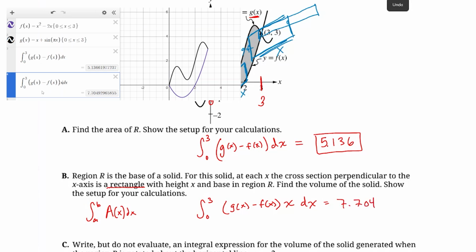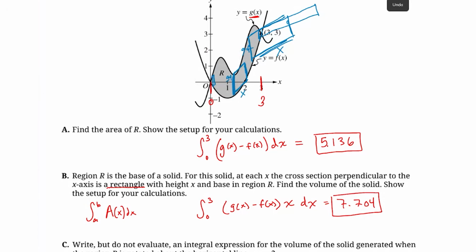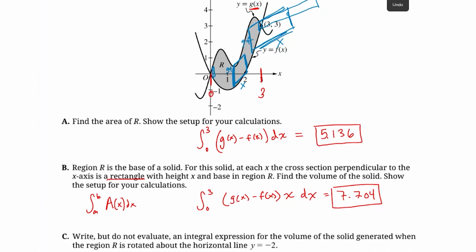I get 7.704. You could write 7.705, and you get full credit there. Rounding's fine, but again, I'm going to stick to truncating.